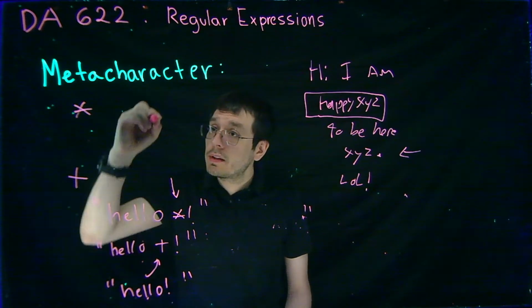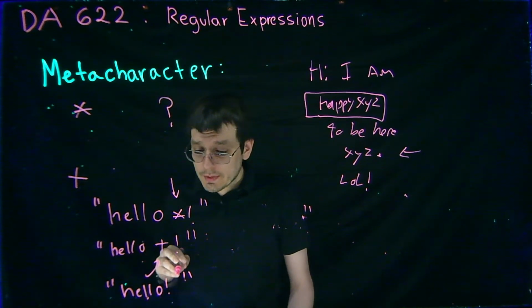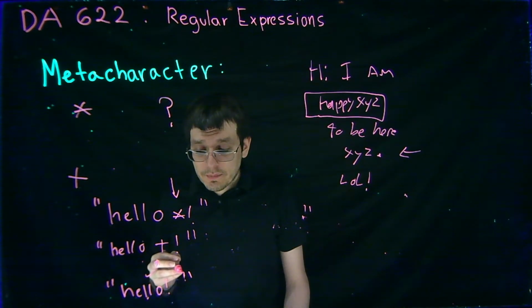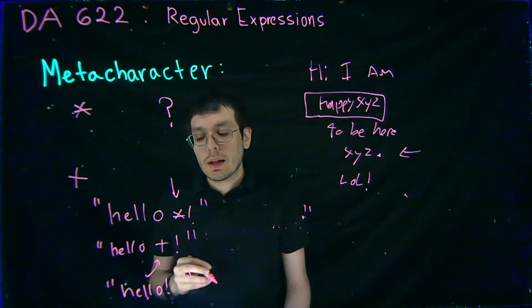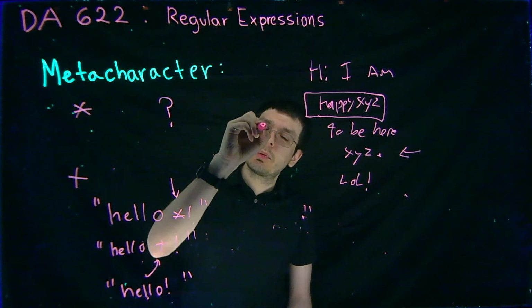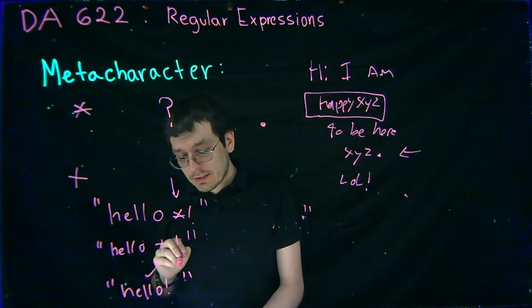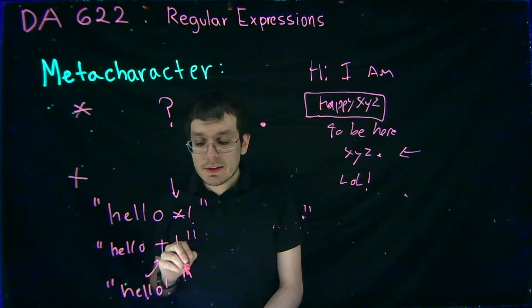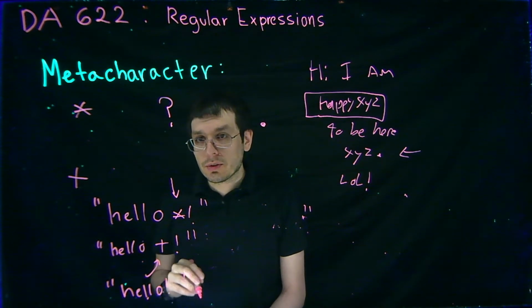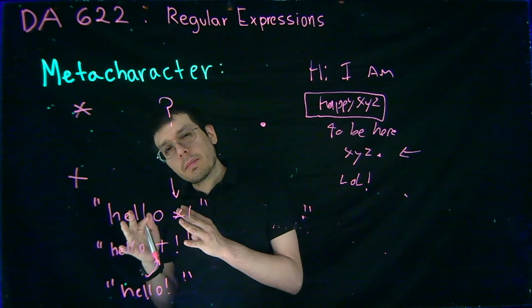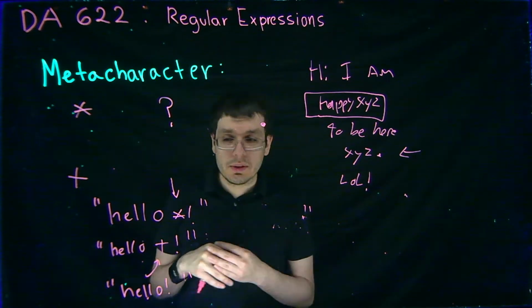Another variation of these is going to be the question mark. The question mark stands for zero or one. Whereas the dot says something has to go there, it can be anything, but something has to go there, this is like the optional. Something can go there, but also it doesn't have to go there.